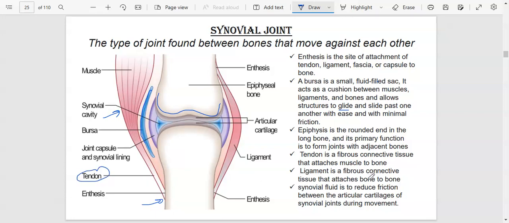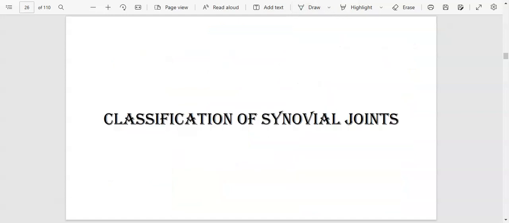And then a ligament is a fibrous connective tissue that attaches a bone to another bone. So you can see just this thing that moves from one bone to another bone there. That's a tendon, I mean a ligament. And then you have got the synovial fluid. The synovial fluid, which is found in the synovial cavity here, is there to reduce friction between the articular cartilage of the synovial joint during movement. So it's just there to reduce friction. All right, so that is it on the synovial joint.